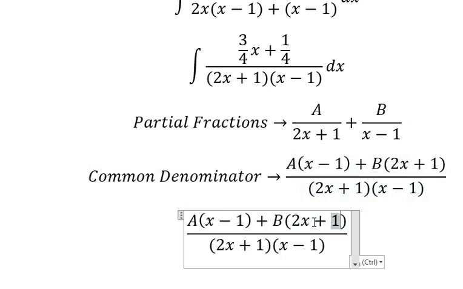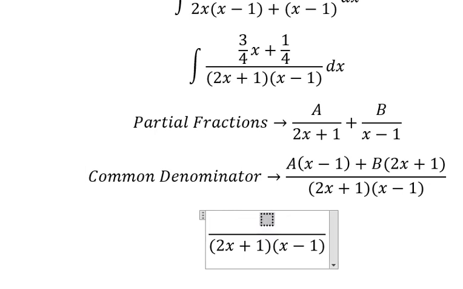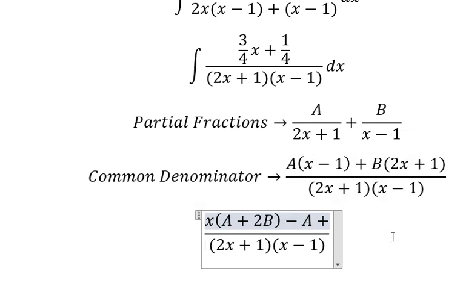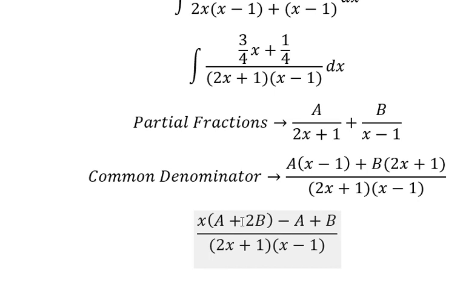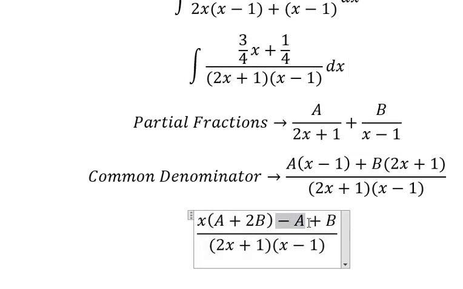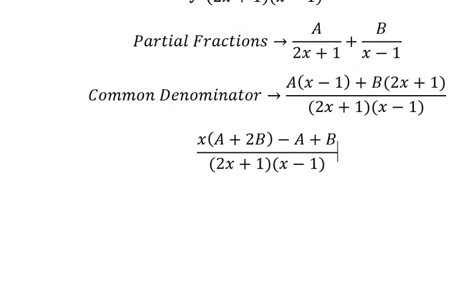Now we need to arrange based on the terms of s. So A multiplied by s, B multiplied by number 2. So we have A plus 2B. The next one, we have negative A plus B. Now we need to compare coefficients. About s, we have 3 over 4. So A plus 2B equals 3 over 4. About the numbers, this one equals 1 over 4. And now we create the system of equations.